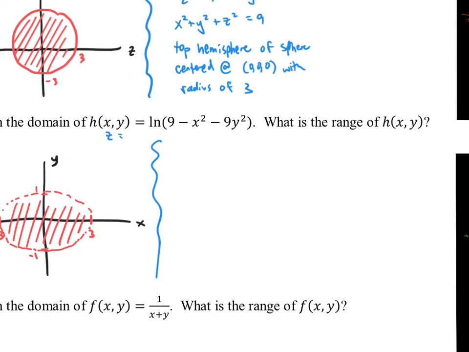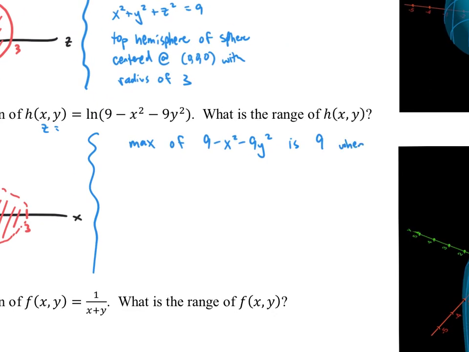Okay, let's think about the maximum first. That might be easier. Now, since x squared and y squared are being taken away by subtraction, the maximum of this argument is 9. And that's going to be when x and y are equal to 0, 0. Because again, they're both being taken away. And so the maximum value there will be when they're both 0, otherwise you'd be taking something away. So the maximum is going to be actually the natural log of 9. So I'll write that down.